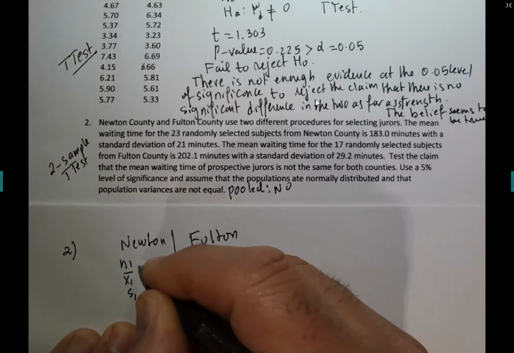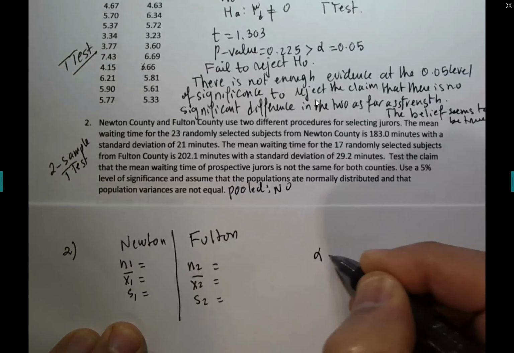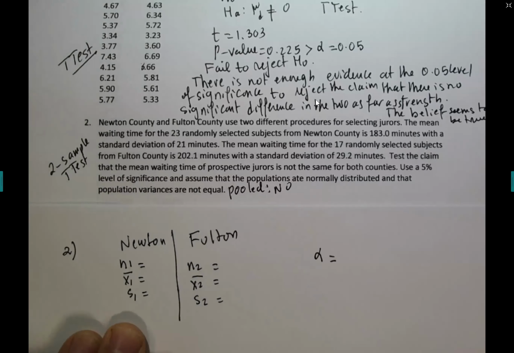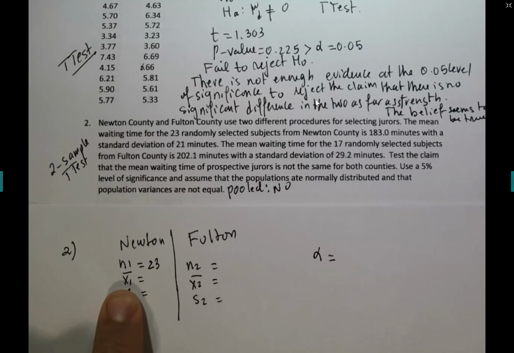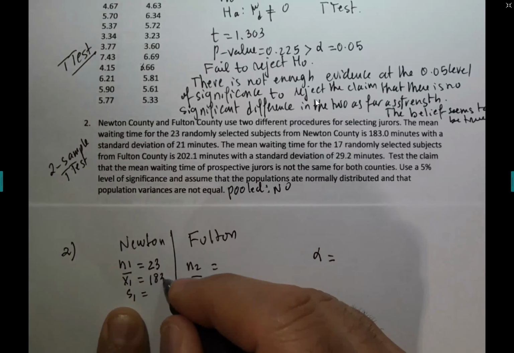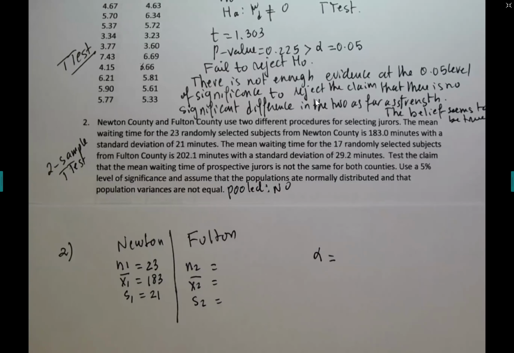It's going to give me all that information, guys. And we need alpha. So let's see what he says. The mean waiting time for the 23 randomly selected subjects from Newton County. So N1 is 23. The next one is the mean waiting time, which is X1 bar, is 183 minutes, with a standard deviation of 21 minutes. He didn't say population standard deviation. That's why I didn't call it sigma. I call it S. Unless he says a population, then it's always a t-test.